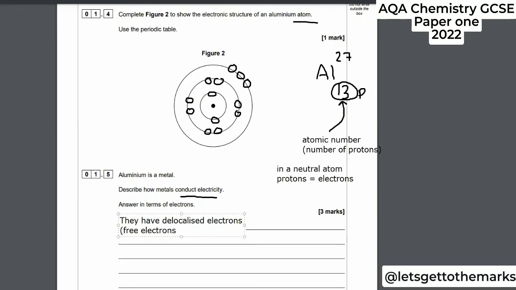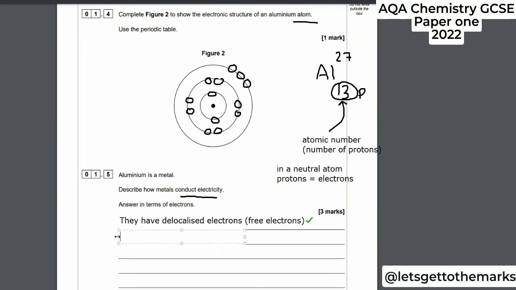Now, you can use free electrons at GCSE, but when you get to A level, you can't. So if you're thinking of taking chemistry for A level, you might want to get out the habit of using the word free electrons. They have delocalized electrons. Now, that would score you 1 out of the 3 marks. So what's the next bit with conducting electricity?